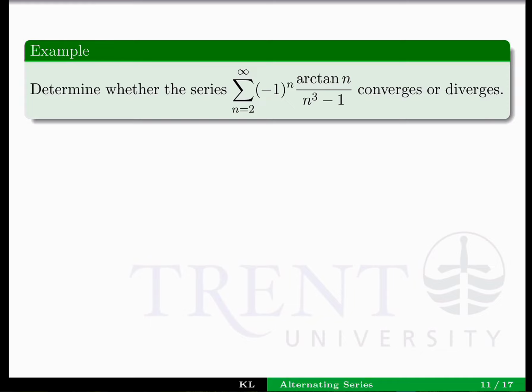Let us see first, determine whether the series -1 to the n arctan n over n cubed minus 1 converges or diverges. Now let us look at this. We can start with your bn. This is arctan of n over n cubed minus 1. You need to show that this is decreasing and the limit goes to 0. And if you can do that, because this is an alternating series, then you can use the alternating series test.